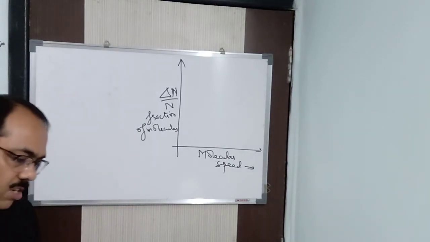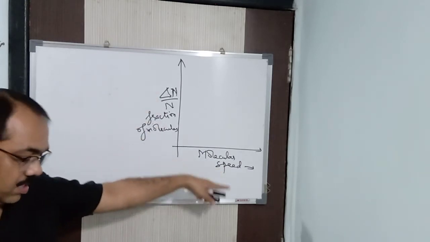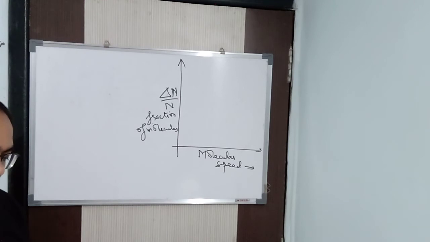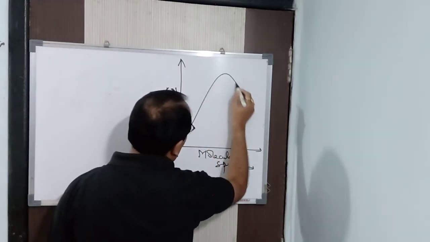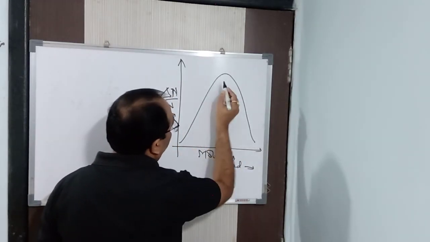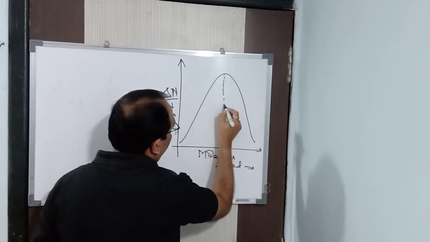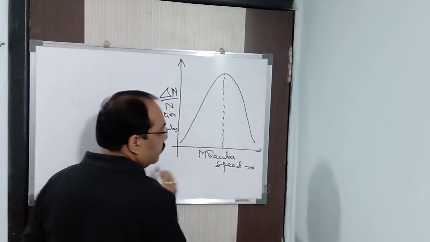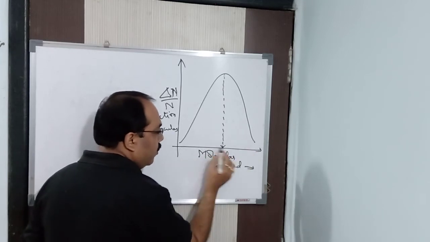Alright, when the fraction of molecules possessing a particular speed is plotted against the speed of the molecules, we get a graph like this. From here you will find the maximum fraction of the molecules that possess a particular speed. This is the speed, because on the x-axis we have taken the molecular speed.